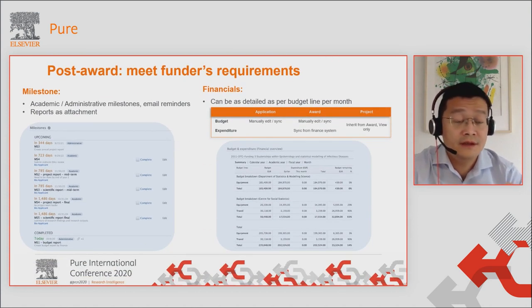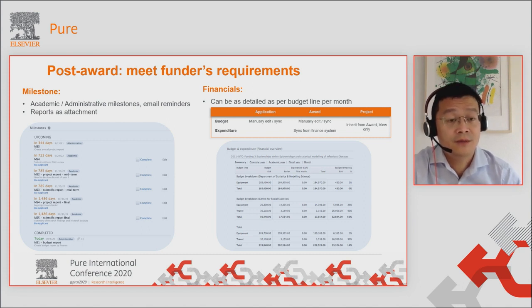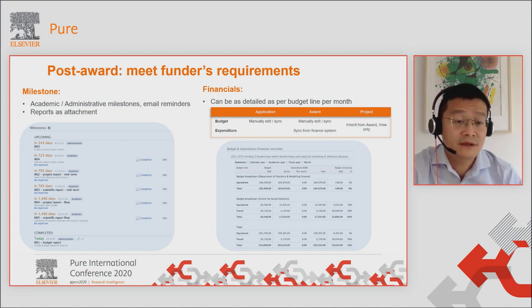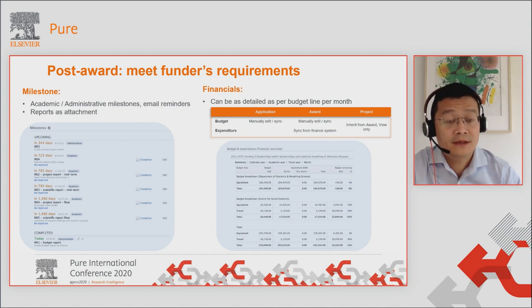And when an award is granted, to make sure the funders' requirements are met, the research admin can create milestones. The milestones can be academic or administrative. The people assigned to a milestone can be researchers, PIs, co-PIs, project coordinators, or editors that have access rights to this award. Email reminders can be set according to the planned date. When a milestone is reached, a report can be attached to it.